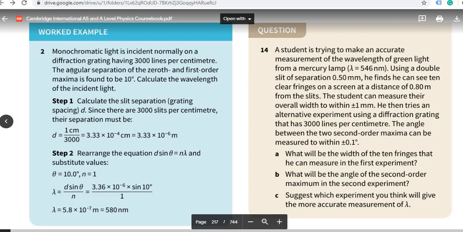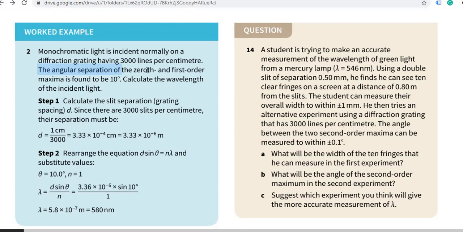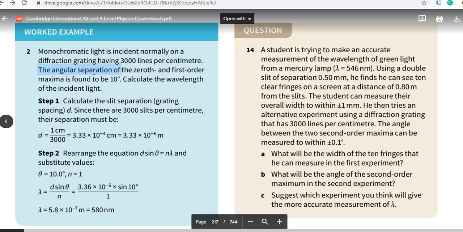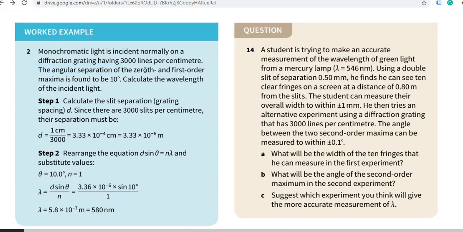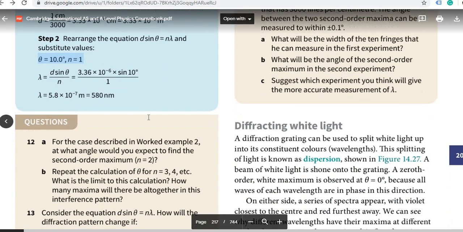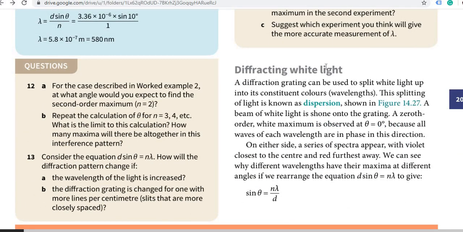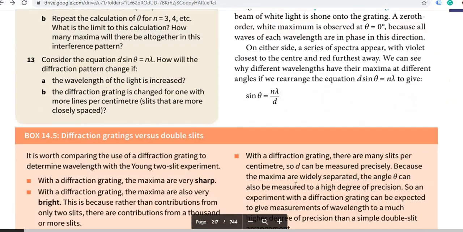See, the angular separation, that is theta. I told you before, from the 0, n equals 0 to n equals 1 or 2, whatever, the angle theta is called the angular separation. Here they have given from the 0th and 1st, so in this case n equals 1. When n equals 1, theta equals 10. Can you see that? When n equals 1, theta equals 10. So this is just an overview. Later on we can do more. Again you are using that equation, n lambda equals d sine theta.